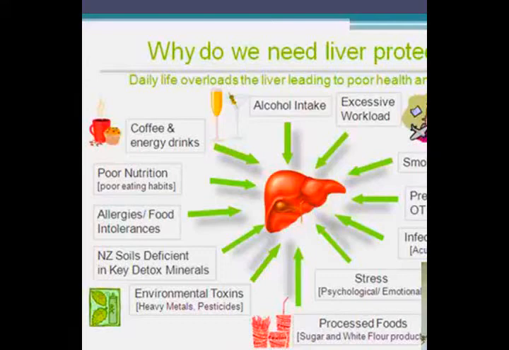We need liver protection. Daily life overloads the liver, leading to poor health and disease. People who indulge in alcohol intake, coffee has a better effect if it is taken in moderate amounts. Poor nutrition or fasting, allergies, chemicals which can damage the liver, smoking, over-the-counter medications, psychological stress. All these things can lead to some damage to the liver.